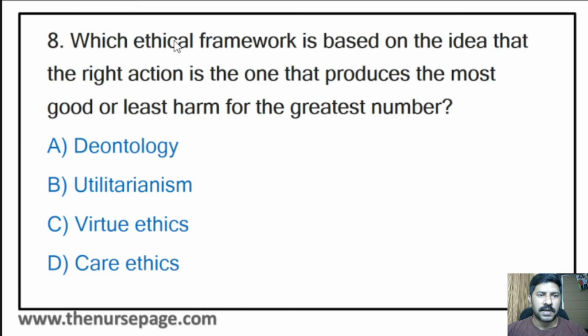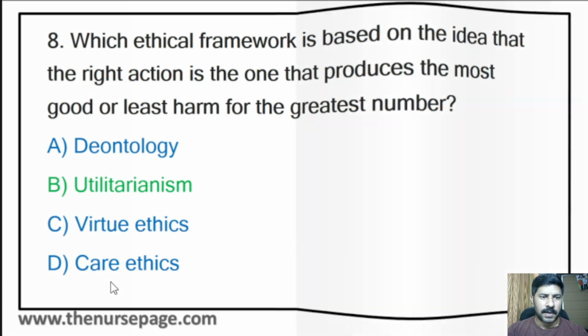Then the eighth question: which ethical framework is based on the idea that the right action is the one that produces the most good or least harm for the greatest number? Option A, deontology. Option B, utilitarianism. Option C, virtue ethics. Option D, care ethics. Here the correct answer is option B, that is utilitarianism.